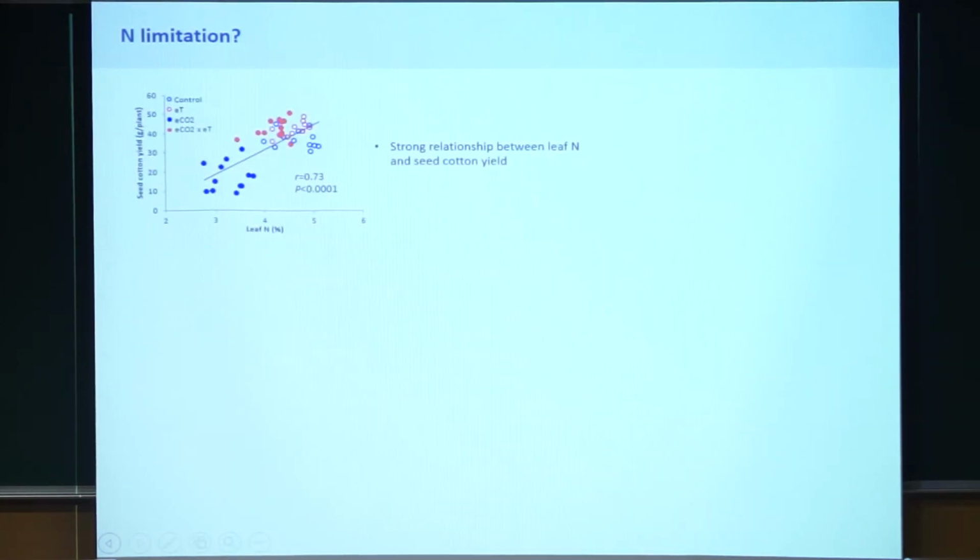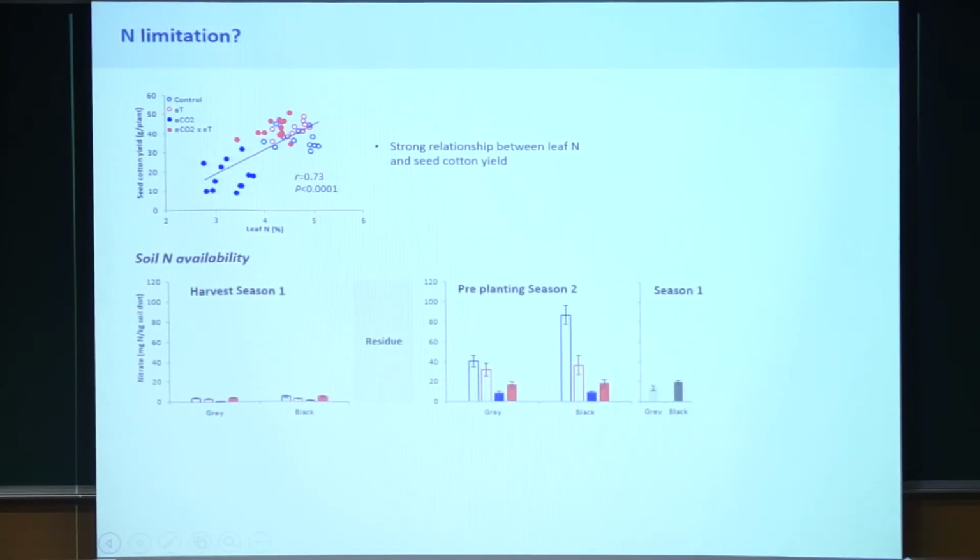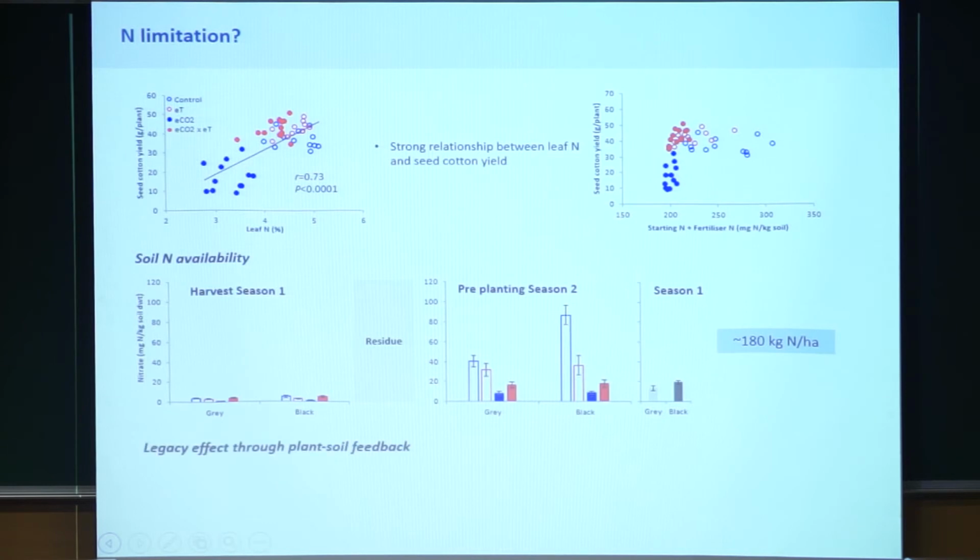So the question is then, since we were able to demonstrate that seed cotton yield is a function of leaf nitrogen, that there was a very strong relationship. And so we tracked, as I had mentioned before, soil nitrogen all the way through all of the different seasons, and we found that leaf nitrogen was a function of this starting nitrogen, which in the end ended up driving yield. So there was a legacy effect that occurred. So we're trying to figure out what was driving that legacy effect.